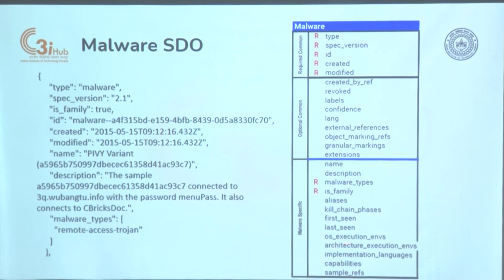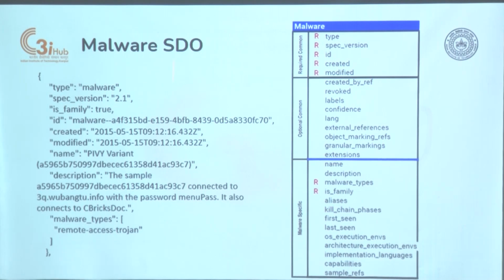OS execution environments, like is it a Windows malware, is it a Windows 7 malware, or is it a Windows 10 malware? What architecture execution environment, like does it work for x86 or ARM or whatever, whether the implementation language is known, whether it is written in C, Python, whatever. Capabilities, it may have certain capabilities, right. So, for example, it might do a privilege escalation, or it may attempt a lateral movement and things like that. And then some sample references, where will you get the sample.